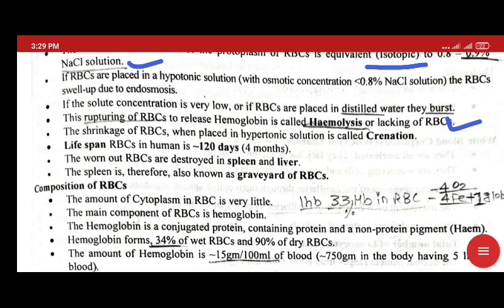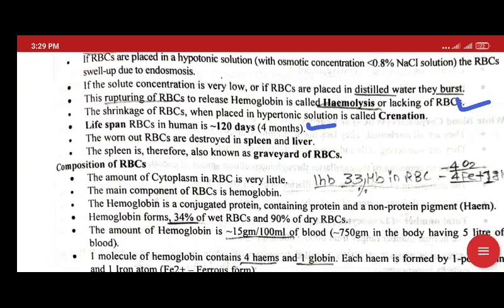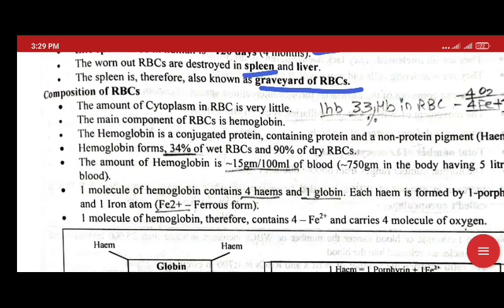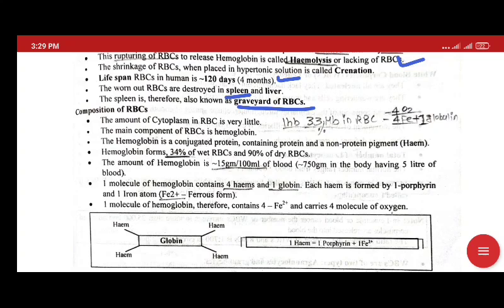Now the lifespan of RBC is 120 days, means 4 months. The RBC is broken down in the spleen, so it's called the graveyard of RBC. Now if this is the RBC, then its shape is biconcave, circular and unnucleated, means no nucleus.